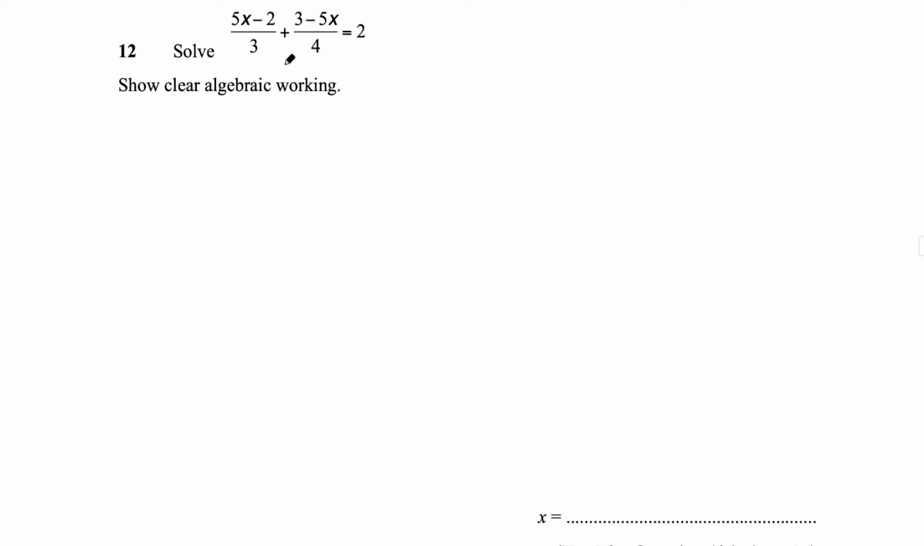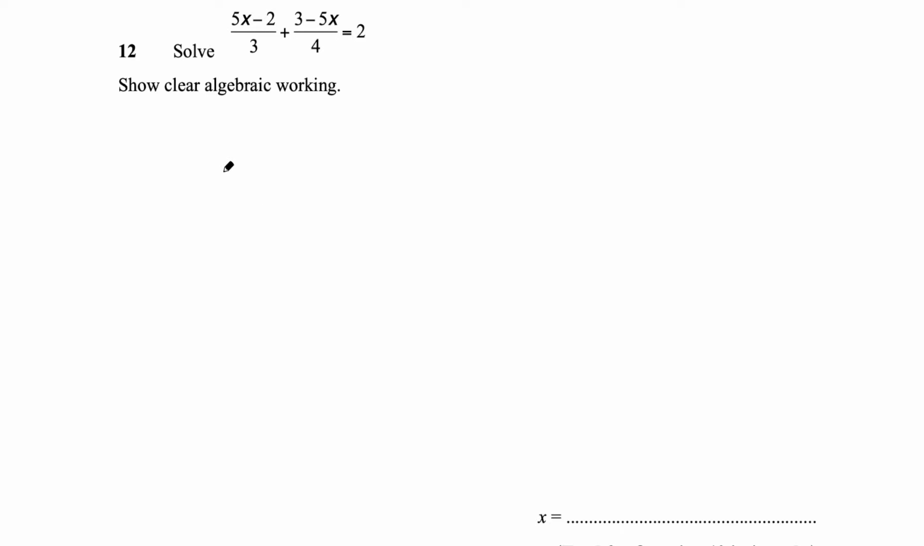Question 12 says solve (5x take 2) over 3 plus (3 take 5x) over 4 equals 2. Show clear algebraic working. Okay, so for this one, we need a common denominator. The lowest common denominator of 3 and 4 is the same as saying the lowest common multiple. Lowest common multiple of 3 and 4 is 12. So what I want to do is multiply this first fraction by 4, this one by 3, and we'll be able to combine those fractions together.